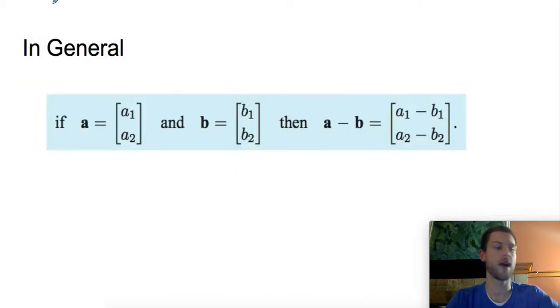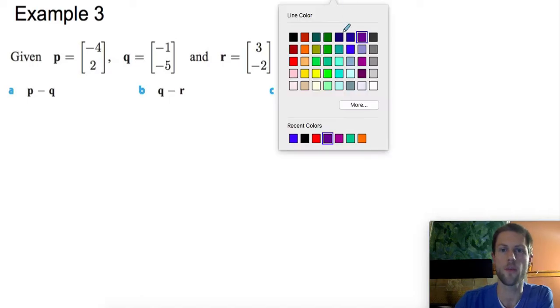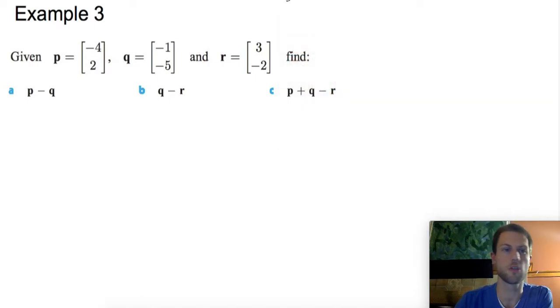So in general, we have this statement right here. Two vectors, if I subtract them, I'm just subtracting their components. So let's see another example of this. Let's do these three examples here where I want to subtract all these vectors. In this case, I want to add them. So let's just do this kind of quickly.